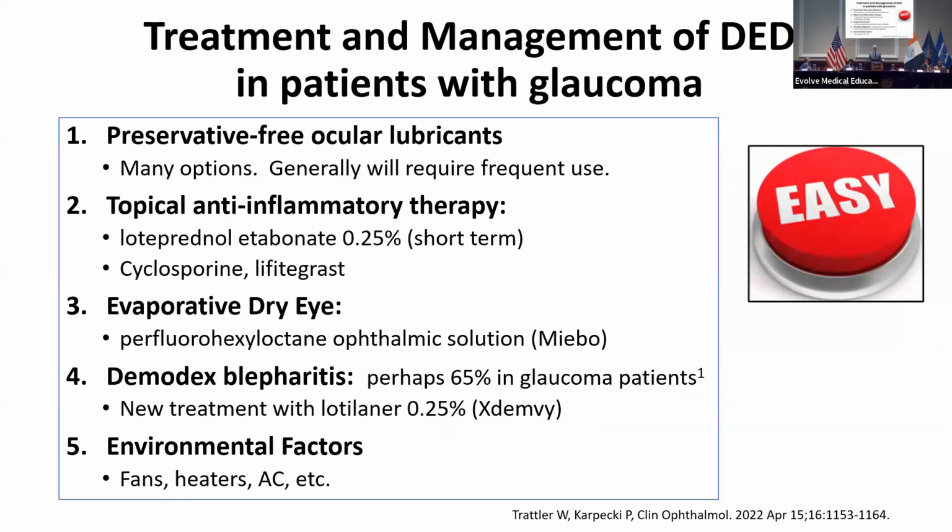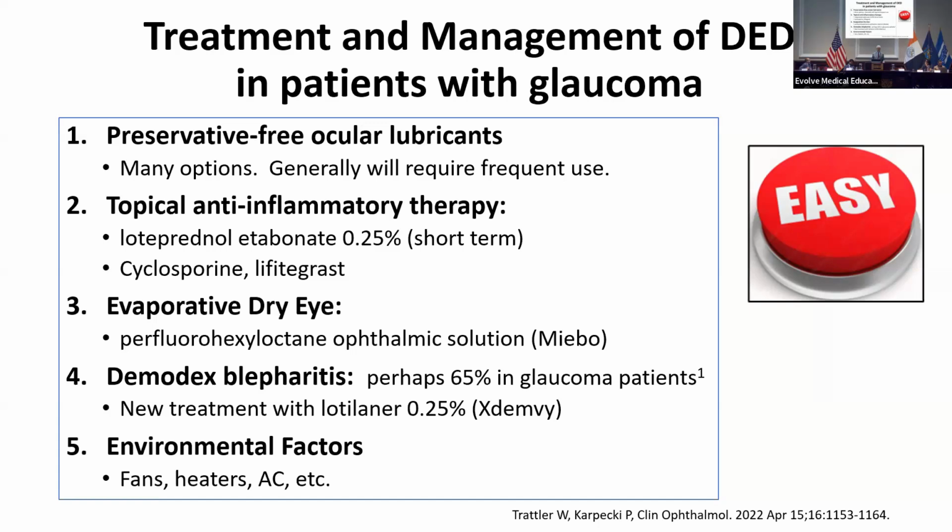But even with that sort of simple assessment, there are a number of relatively easy things that we can do as eye care providers to improve our patients' ocular surface disease. Obviously, starting with preservative-free topical lubricants, some level of anti-inflammatory therapy, because that's a big component of dry eye disease. You may use loteprednol, you may use cyclosporine, lifitegrast. There are new fluorinated alkanes such as Miebo that are particularly for evaporative eye disease.